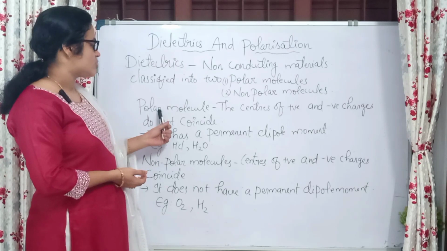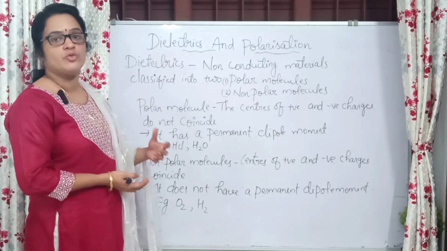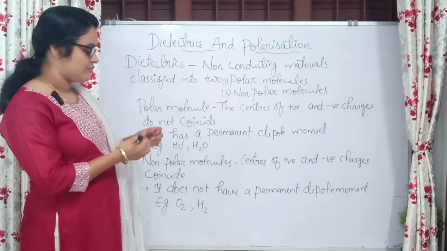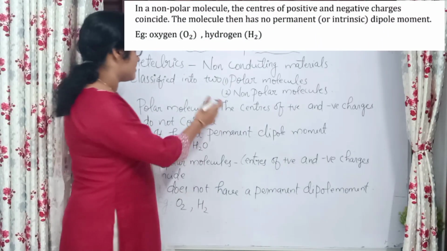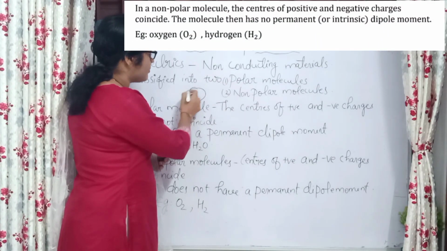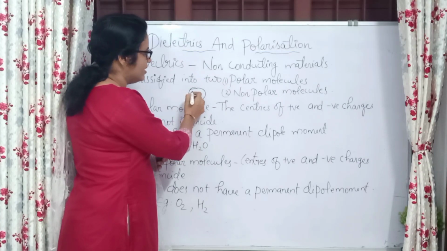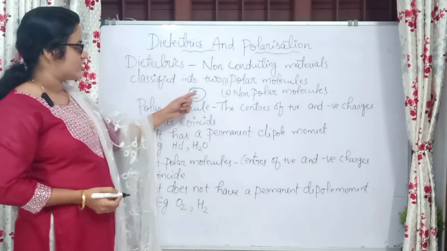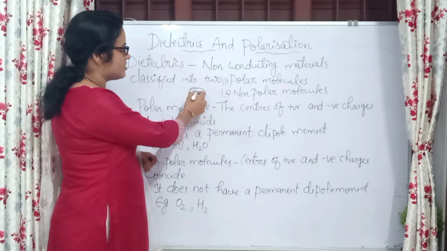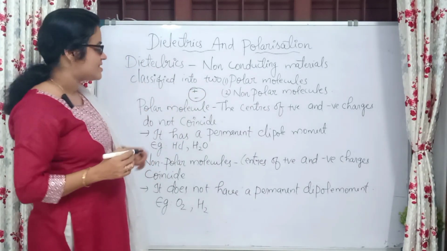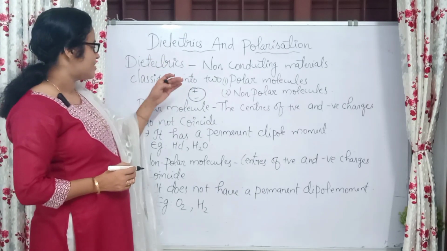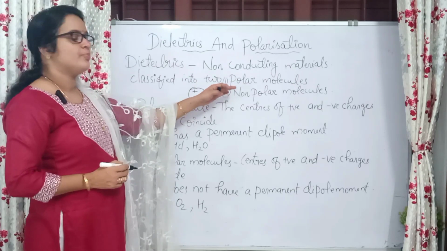Here we can see in the case of polar molecules, the centers of positive and negative charges do not coincide. That means if you are taking a charge like this, the positive and negative charges will be here, right? So these positive and negative charges will not coincide with each other. There will be a separation between these two charges. That means there will be a permanent dipole moment. That is the peculiarity of polar molecules.